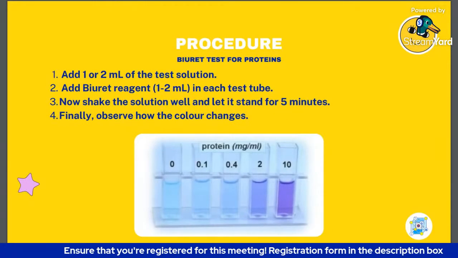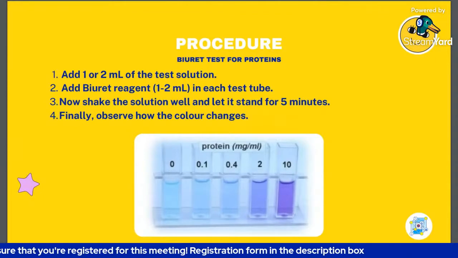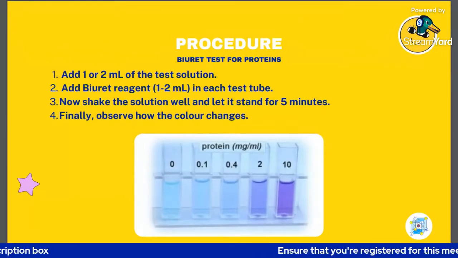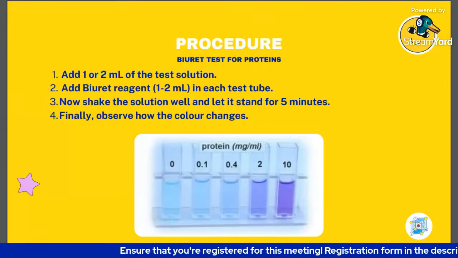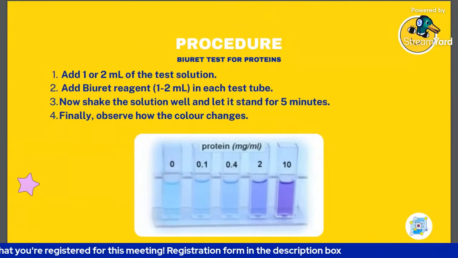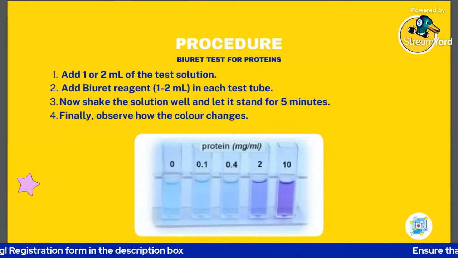So for a procedure, it's simple. All you're doing is adding 1 or 2 mL of your test solution to 1 to 2 mL of Biuret reagent. So you're adding it in a 1-to-1 ratio. You add it, you shake the solution well, you allow it to stand for 5 minutes, and you observe the color change. Really simple and straightforward.